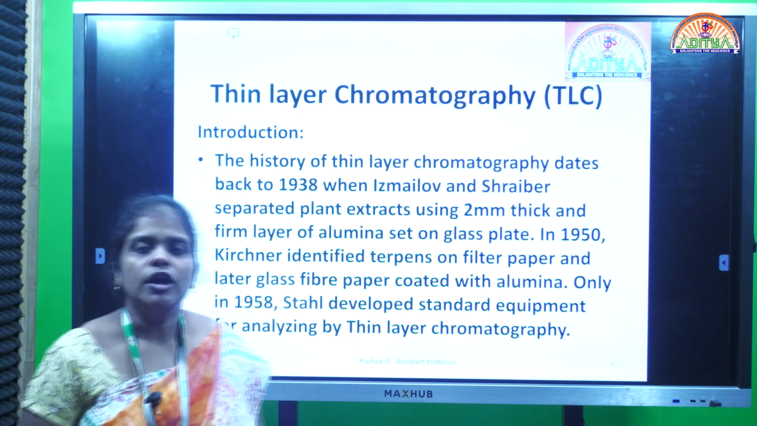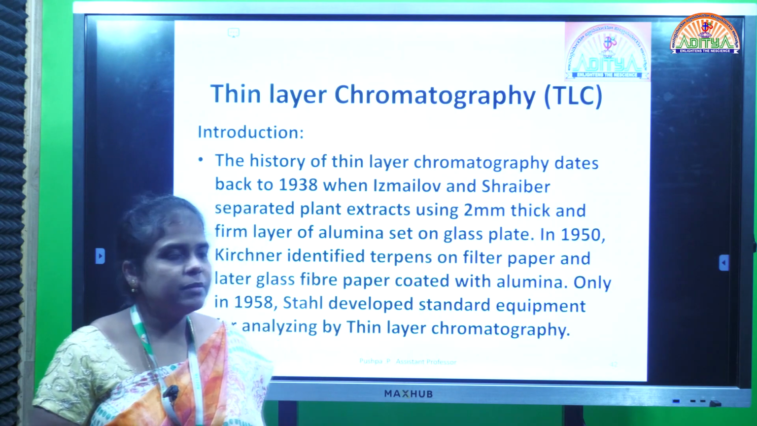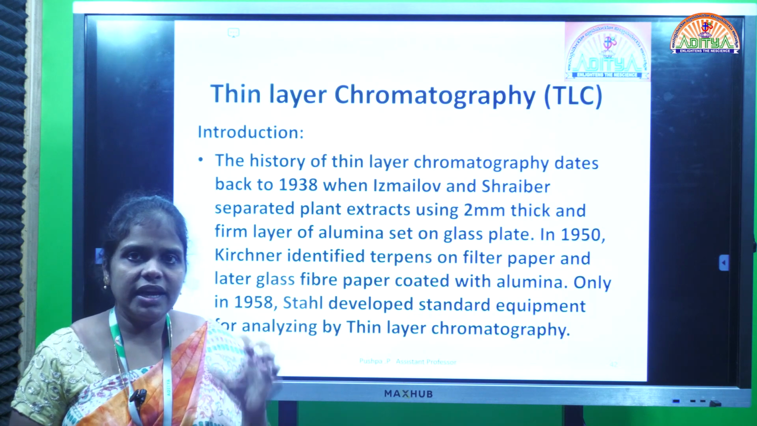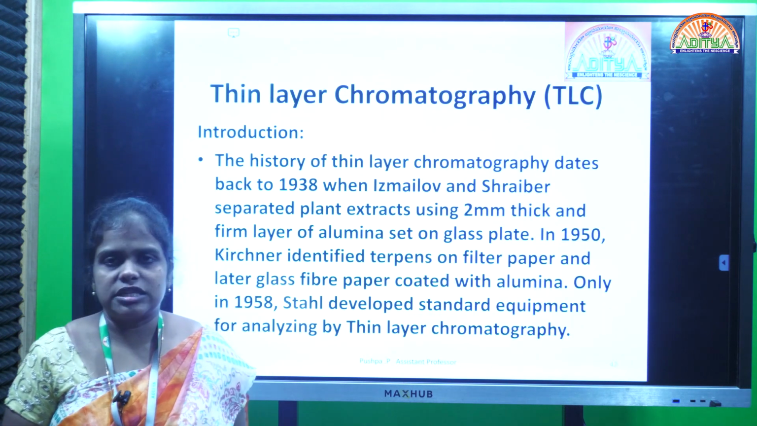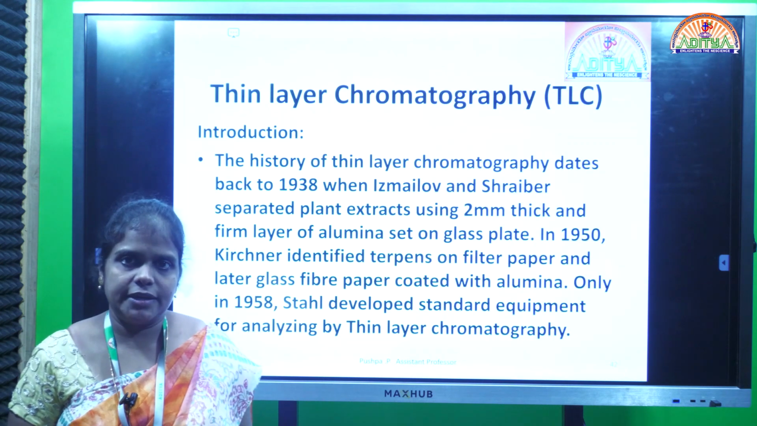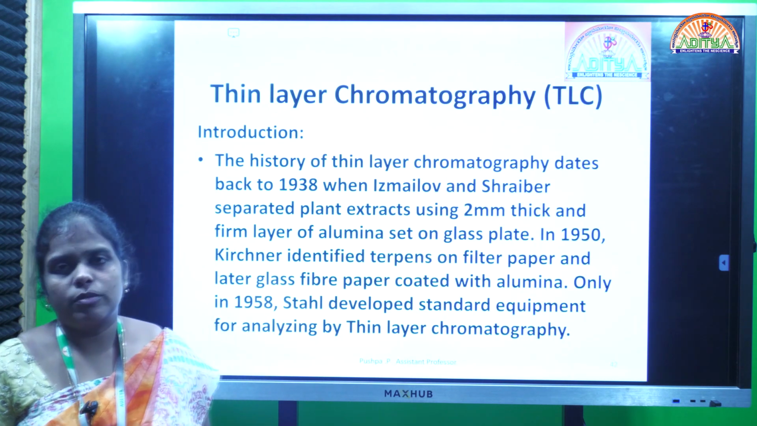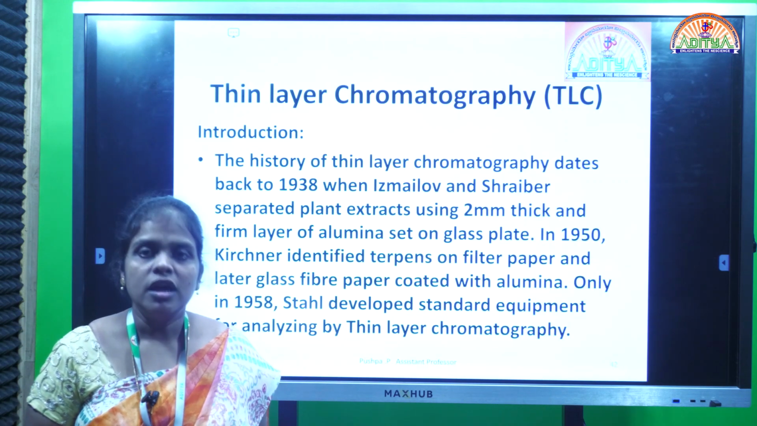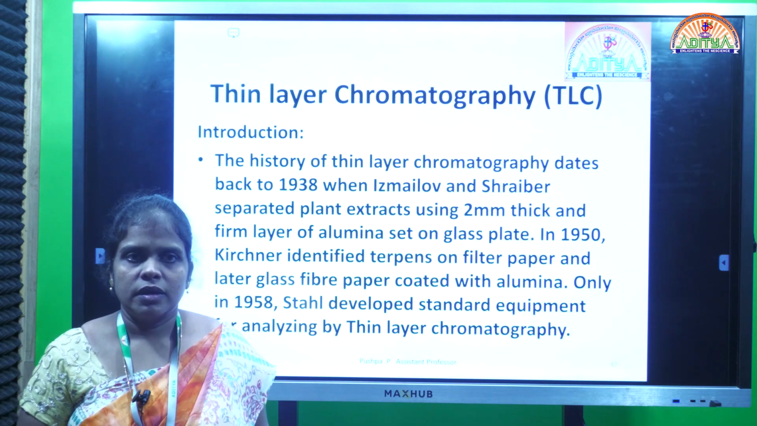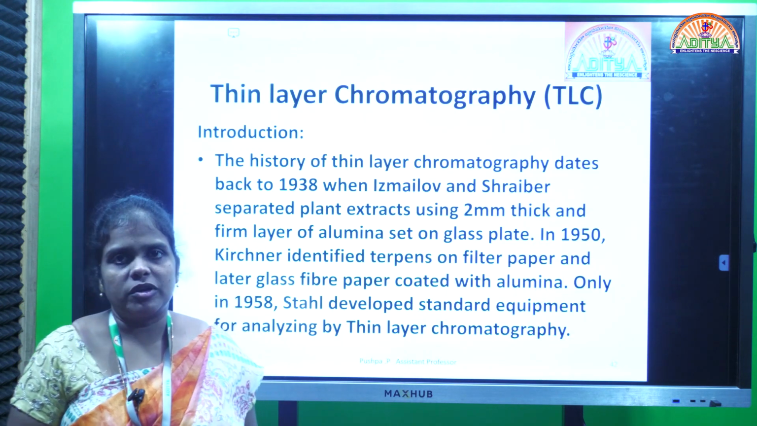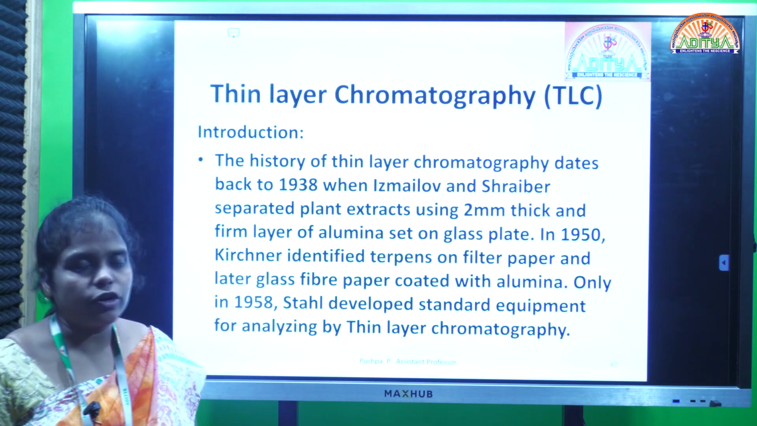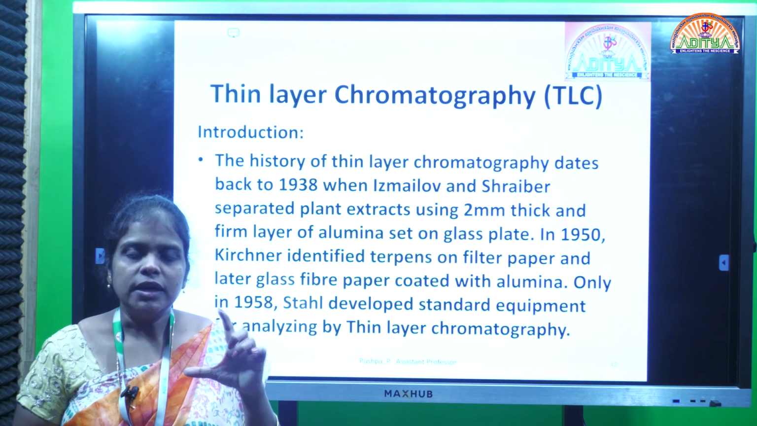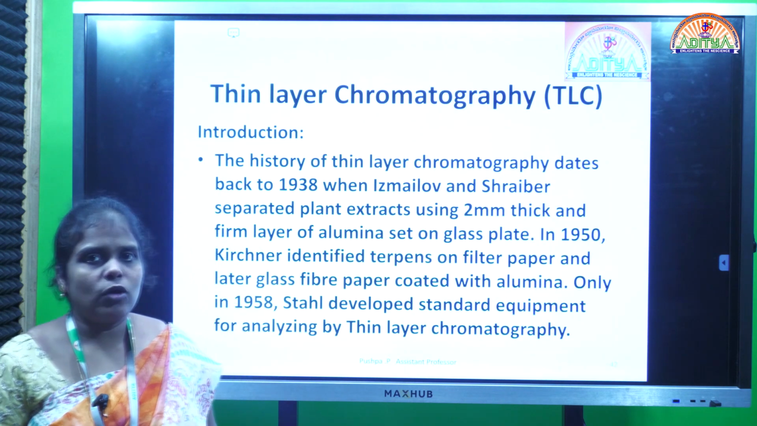This is also one of the chromatographic techniques, but the name itself tells us that here we will use one thin layer plate, either an aluminum plate or a glass plate. It should be very thin layered. That's why the name is called thin layer chromatography. Whereas in column chromatography, either column partition chromatography or column adsorption chromatography, we are using one glass column. That's why the name is called column chromatography. Here the name is thin layer chromatography, because the chromatographic bed is one thin layered aluminum plate or glass plate.